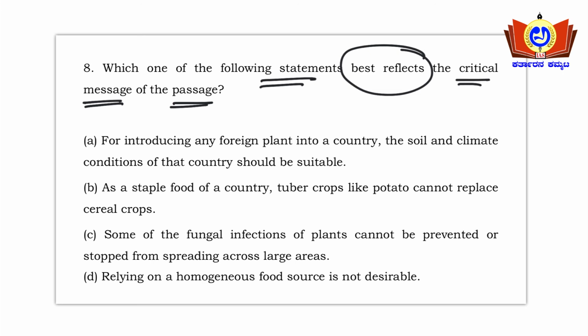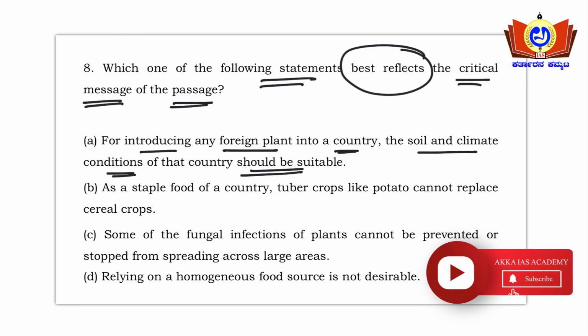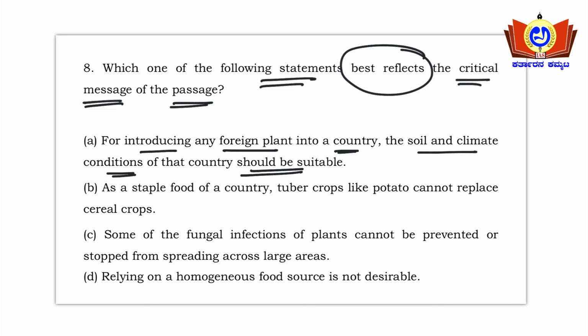So option A is: for introducing any foreign plant into a country, the soil and climate conditions of that country should be suitable. See here, friends, actually the passage doesn't speak about introducing any foreign plant into a country. The passage says: the Irish were soon almost wholly dependent on the potato as their staple food, and they were planting primarily one prodigious variety, the lumper potato, whose genetic frailty could be cruelly exposed by the fungus Phytophthora infestans. According to that statement, option A will be wrong.